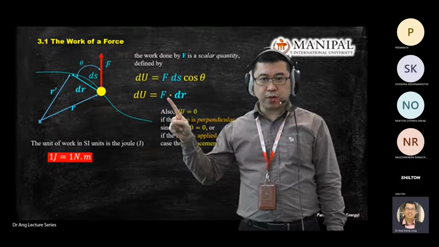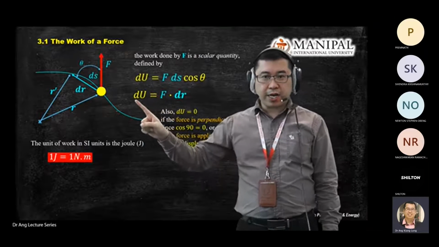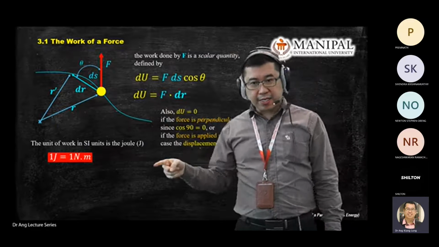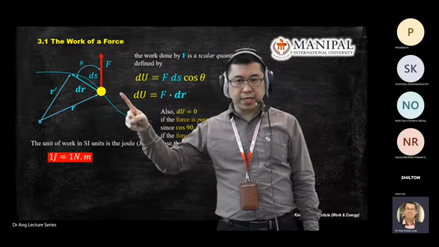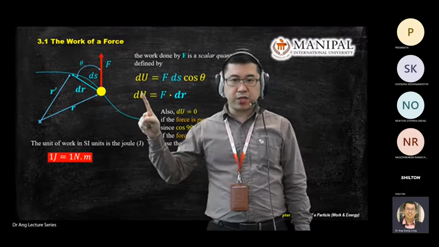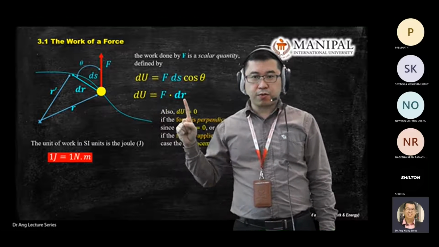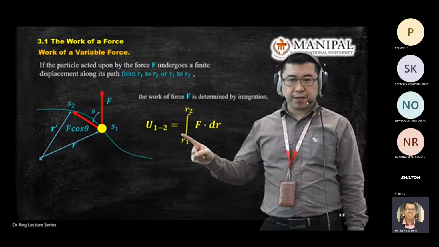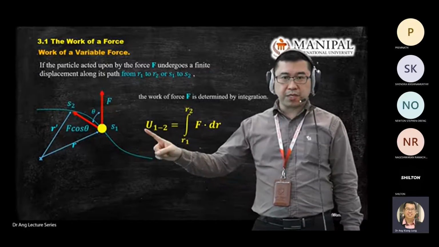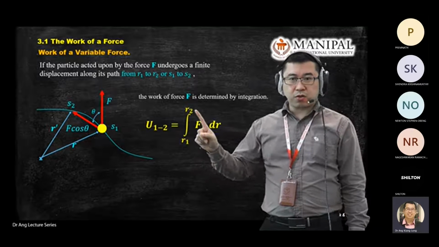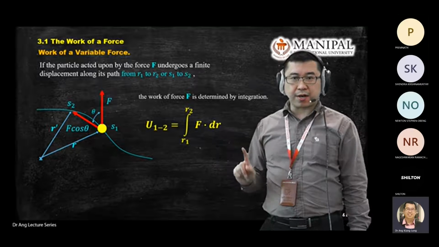dU equals F dr. Now, if you look at this equation, you have d something equal to d something. The next step from this equation is always integration. You integrate this side, you get U. Integrate this side, you look for r. That's why you get this equation: U1 to 2, meaning position 1 to 2, equals the integration from r1 to r2 of force dot dr.